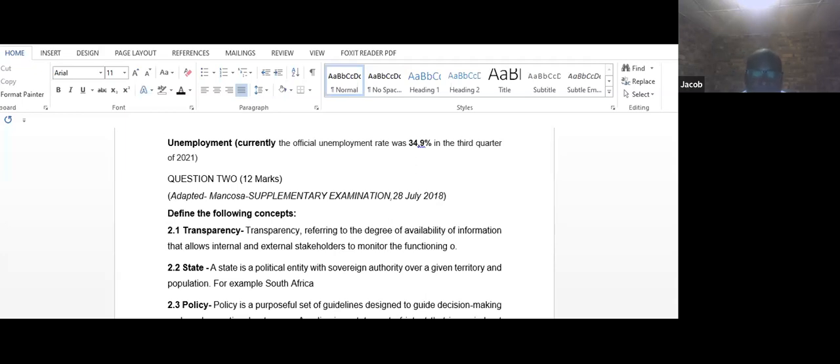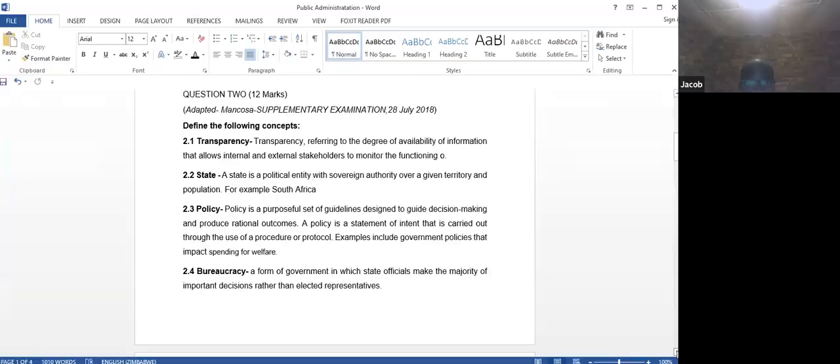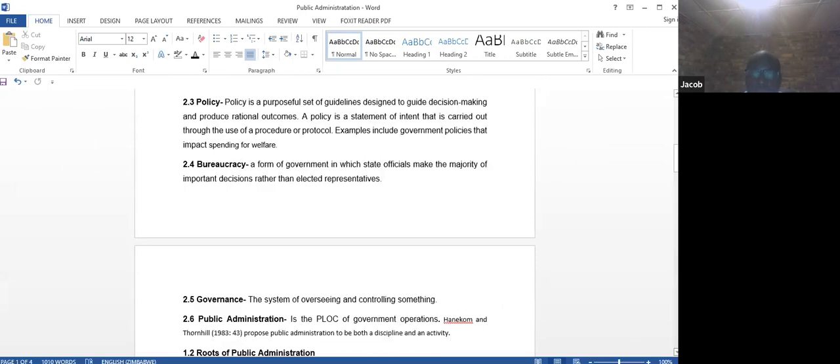So I also gave the definition of bureaucracy. So these terms, these words, are very important in public administration. You just have to know them offhand. What is bureaucracy? What is policy? What is state? And what is transparency? If you know those areas, it will also be good for you.